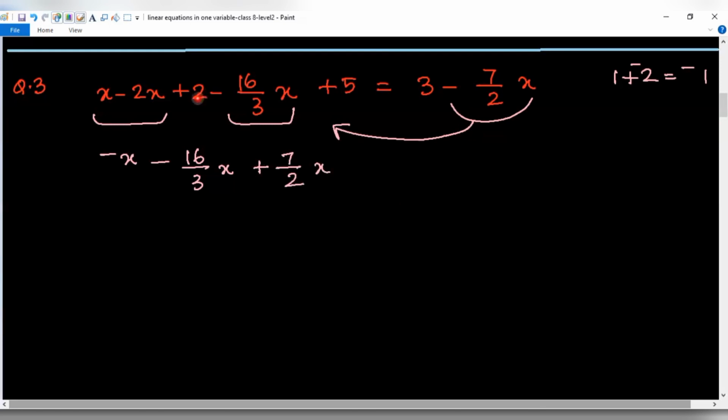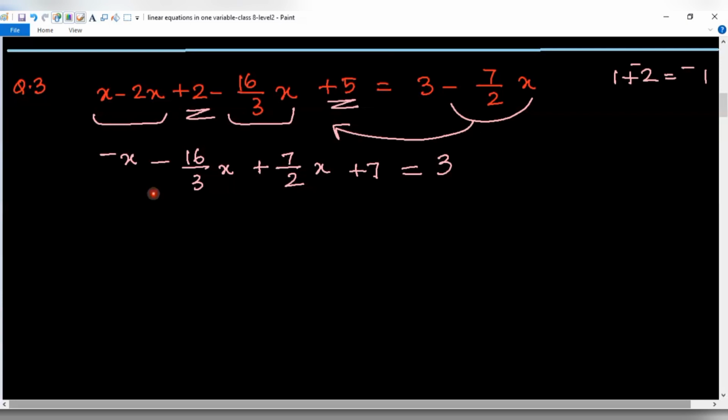See here we have a 2. Here we have 5. So positive 2 plus 5, that is plus 7, on the left side equals. We have already taken this term having x to the left side, so only 3 is left here. Now this is the equation.